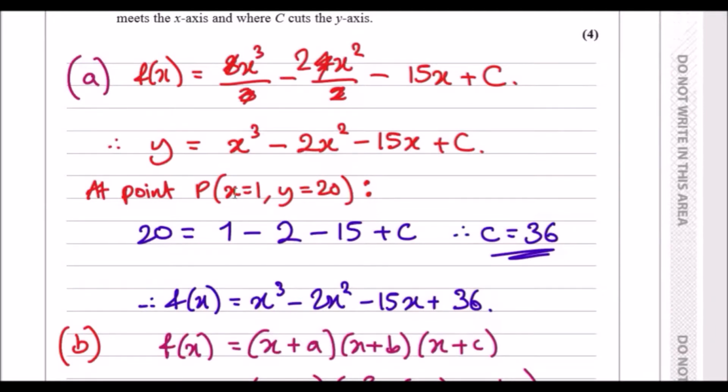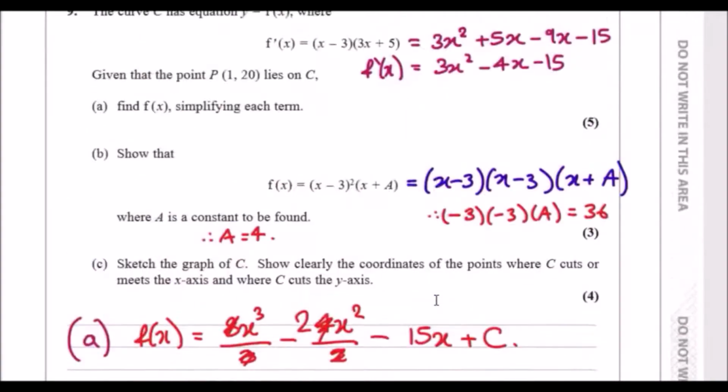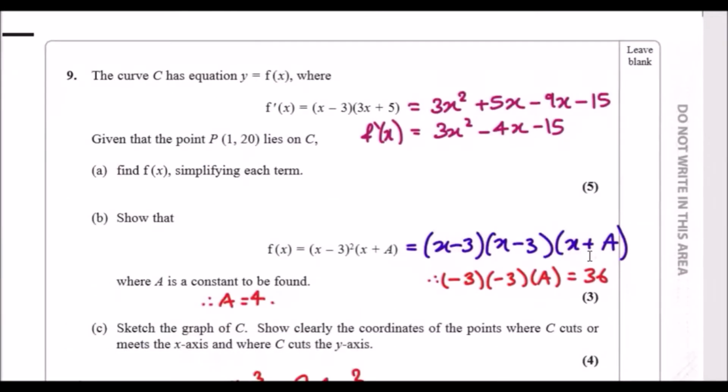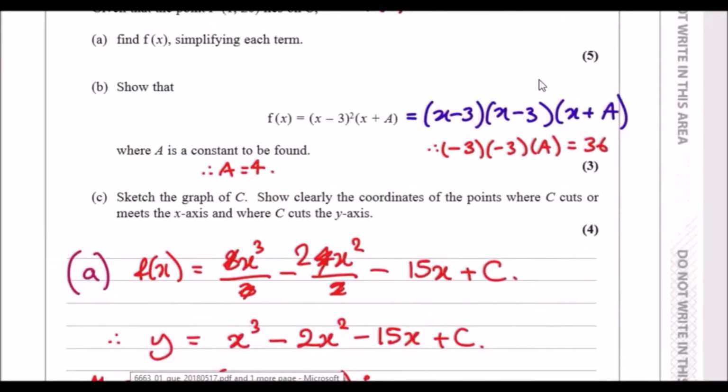So anyway, at point P, we just plug in x = 1 into the equation and y = 20. And when you do that, just solve for c. Just rearrange this and find c, and you get hopefully 36. And then because it's 36, just write down the full complete equation with 36. That's it. And to me, that's an easy 5 marks. Can't lie, very straightforward. Now, part B.